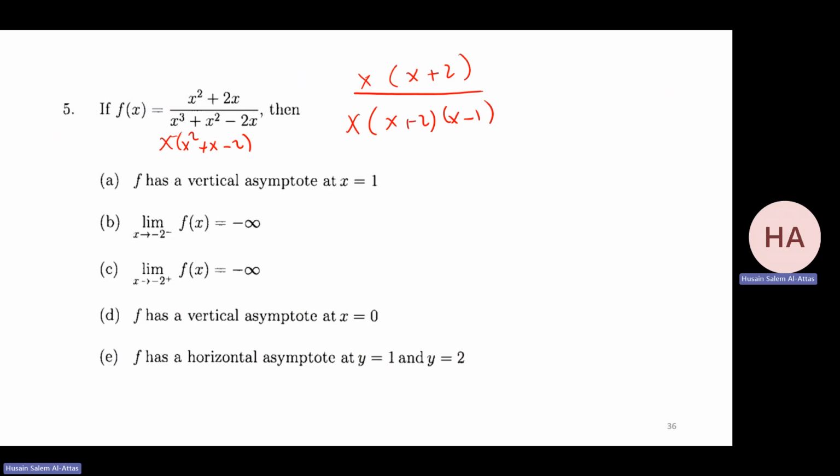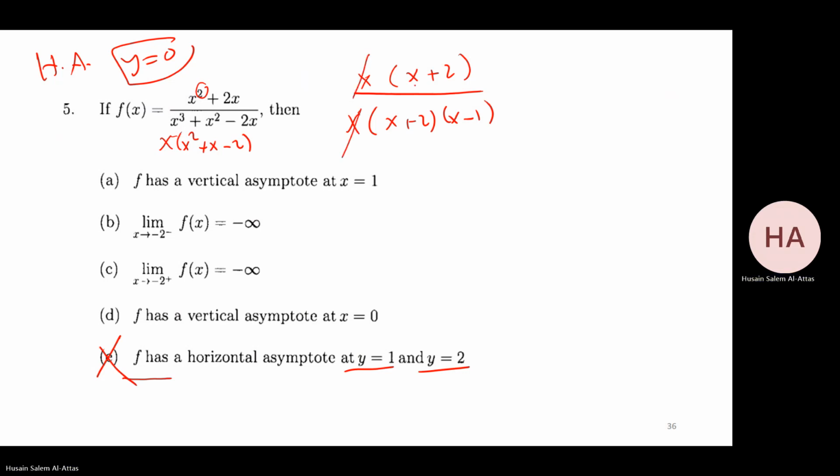Okay, f has a horizontal asymptote at y equal 1, y equal 2. This is wrong, because the degree of the numerator is less than this, so the only horizontal asymptote we have is y equals 0. So this is wrong. Has a vertical asymptote x equals 0, also it's wrong. So this is wrong. As x goes to minus 2, actually it will be a number. It will not be infinity or minus infinity. So this is wrong. So the only case which is correct has a vertical asymptote at x equal.